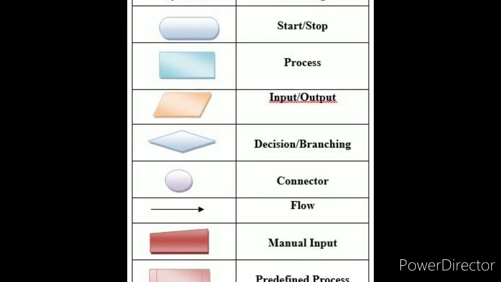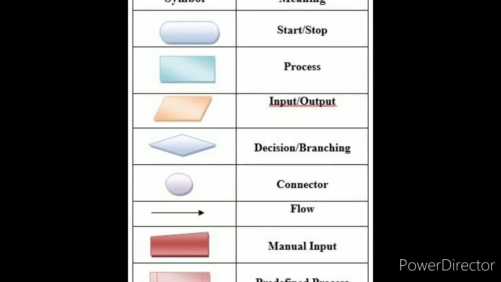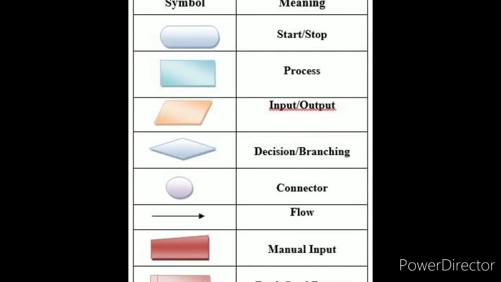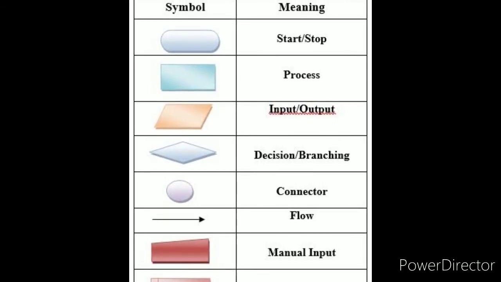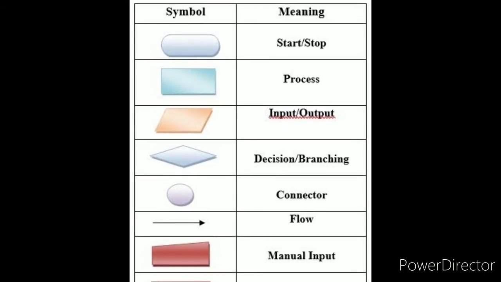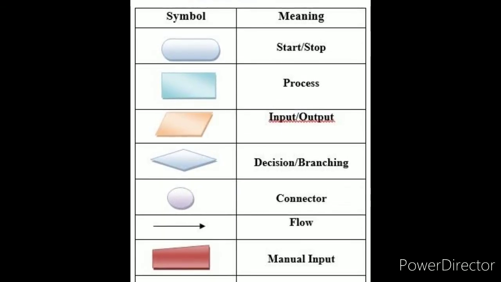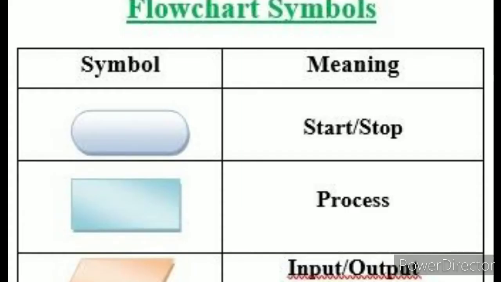First is an oval shape or round circle. It is called a terminator, and it is used to start or end the process. Whenever we are going to start a new process or we want to end the process, that time terminator is used in the flowchart.